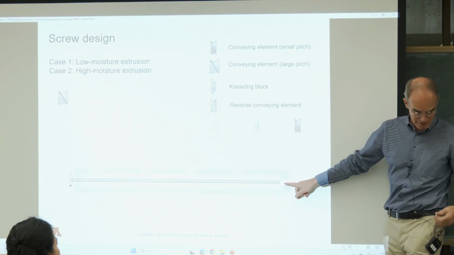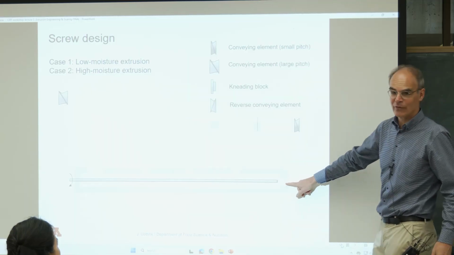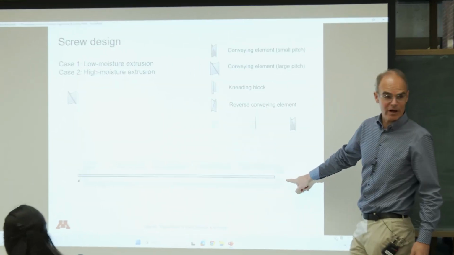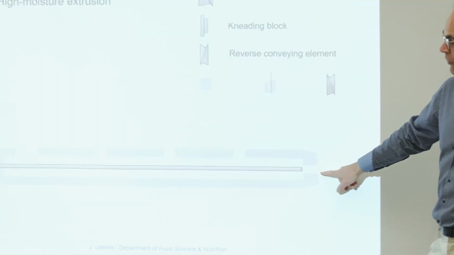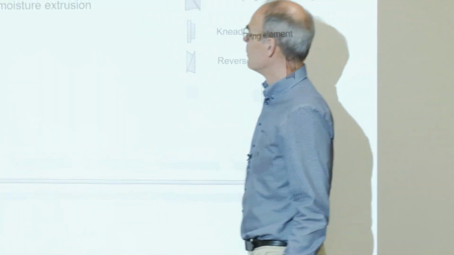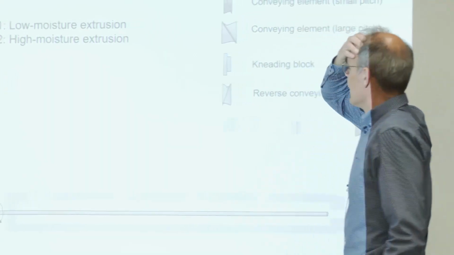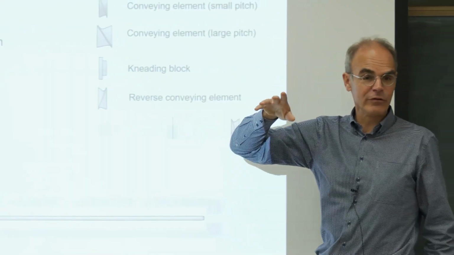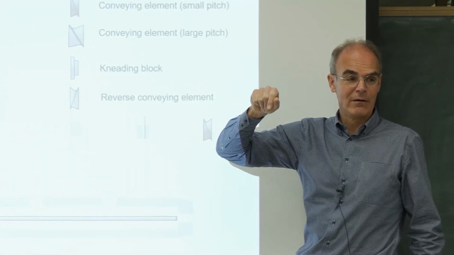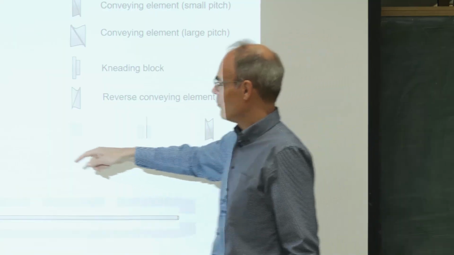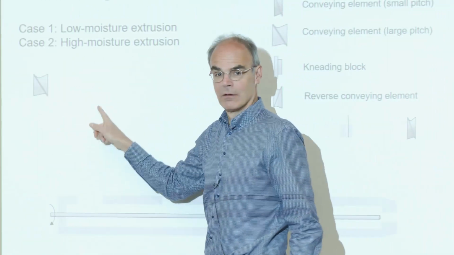We can mount a low moisture extrusion die, or we can mount a high moisture extrusion die. It doesn't matter too much. Let's do a profile for high moisture extrusion. So we feed our material here.